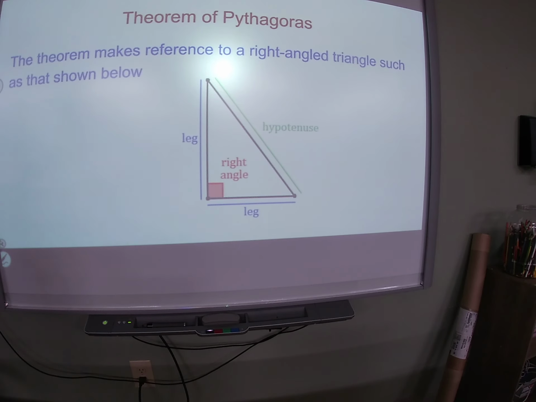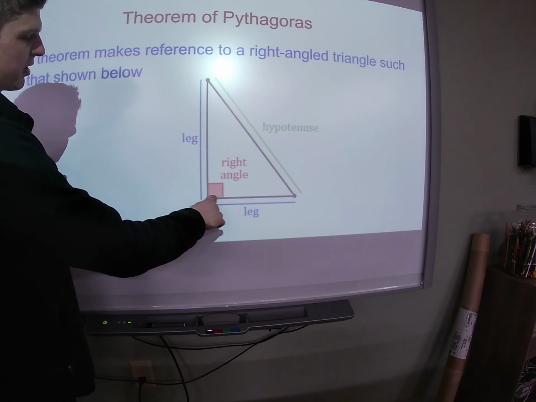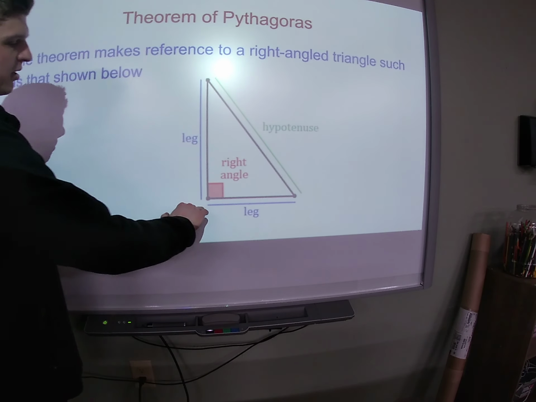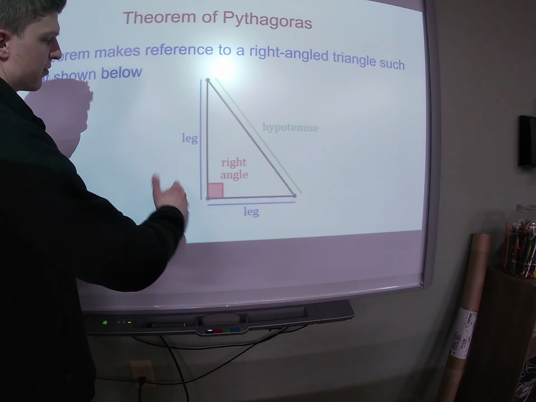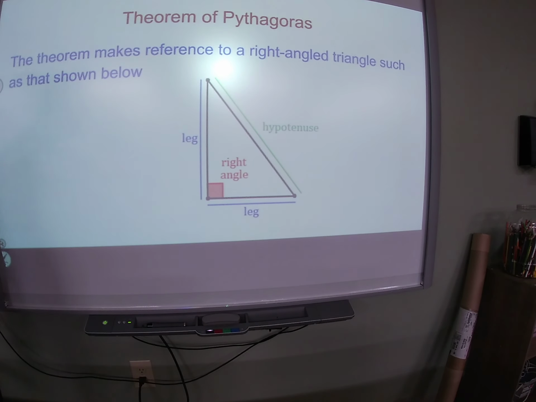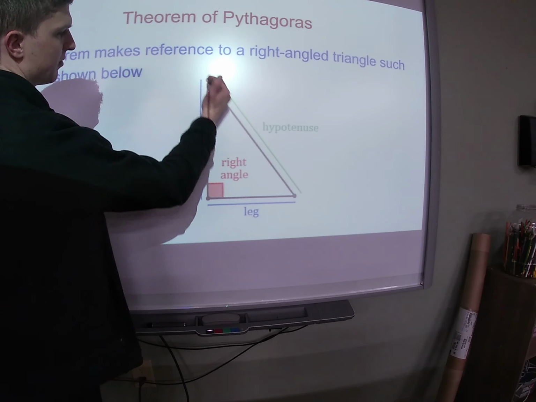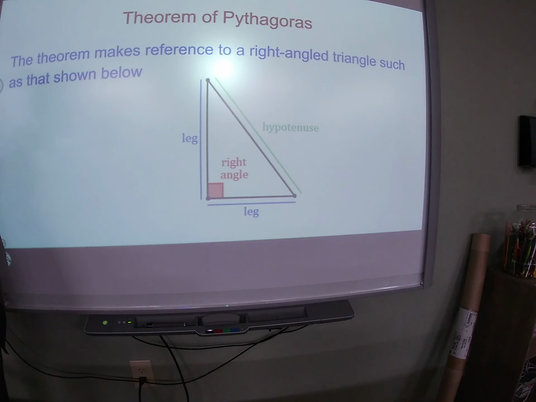So the theorem makes reference to a right-angled triangle, and the Pythagorean theorem only works with right-angled triangles, such as this right-angled triangle here. A right-angled triangle has a right angle, okay? The two sides next to the right angle are called the legs, and they're the shorter sides. And then the side opposite of the right angle is called the hypotenuse, and it's the longest side.